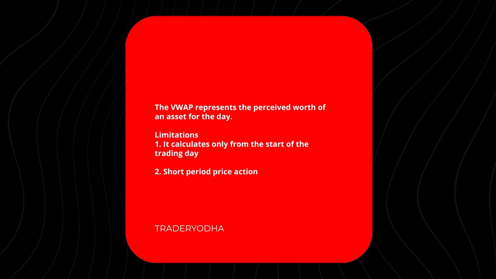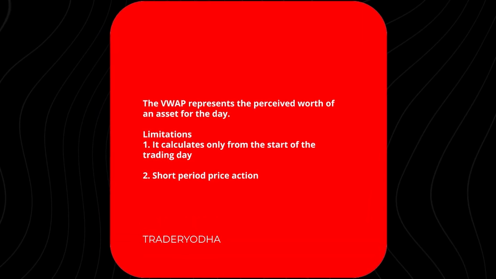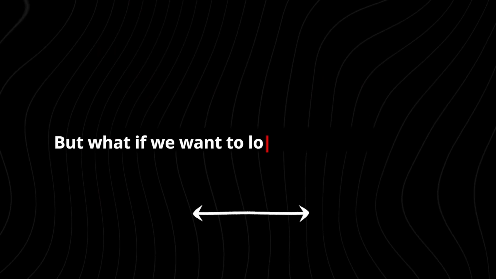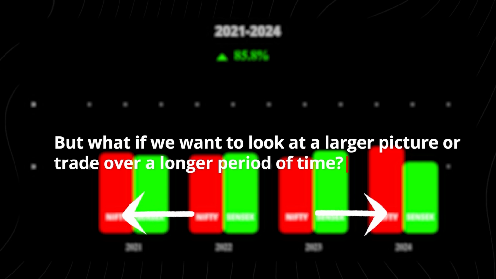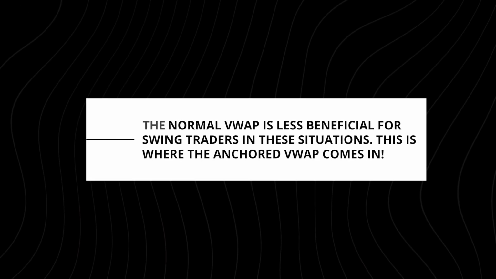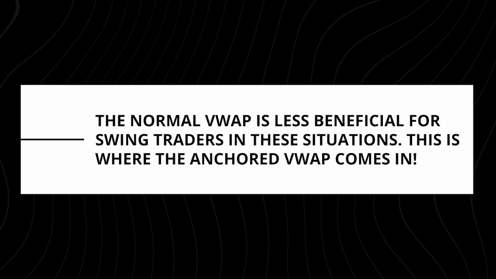However, it has a limitation. It calculates from the start of the trading day, so it only captures current day price action. But what if we want to look at a larger picture or trade over a longer period of time? The normal VWAP is less beneficial for swing traders in these situations. This is where the Anchored VWAP comes in.